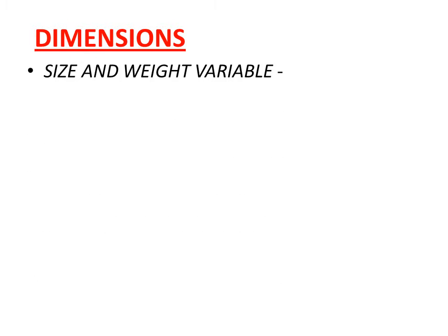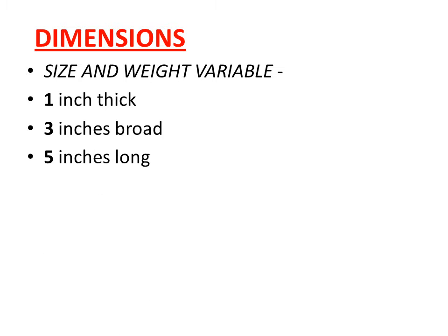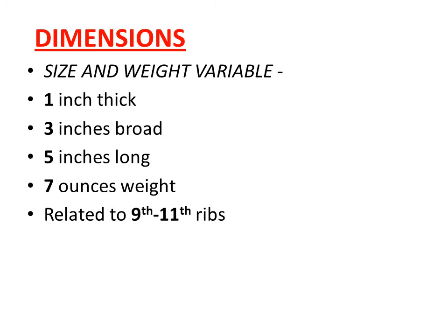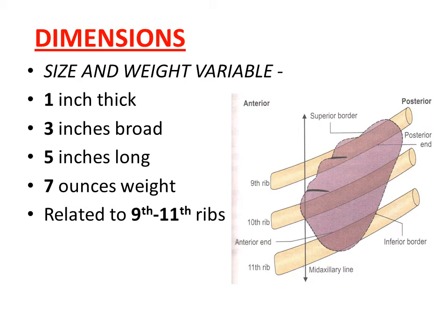Next, coming to its dimensions, the size and weight of spleen are markedly variable. On an average, spleen is 1 inch thick, 3 inches broad, 5 inches long, 7 ounces in weight, and it is related to 9 to 11 ribs, right? So in this diagram again, it is related to 9 to 11 ribs. And to learn this, remember the odd numbers 1, 3, 5, 7, 9 and 11, right?